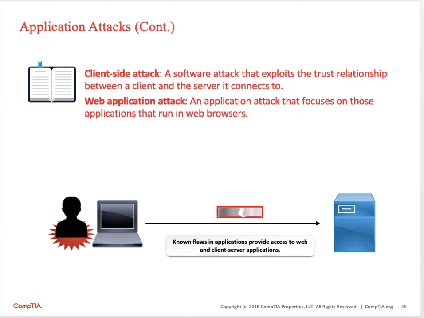So there are different types of application attacks. There are client side attacks, and client side attacks are application attacks that exploit the trust between the user and the client. Web application attacks are going to be attacks that focus on the applications that actually run in browsers, right?